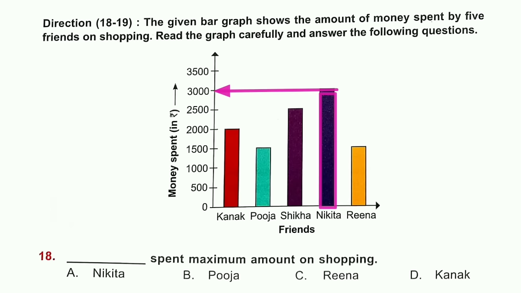This bar graph shows maximum expenditure, that is 3000 rupees. Nitika spent 3000 rupees. So option A is correct. Nitika spent maximum amount on shopping.